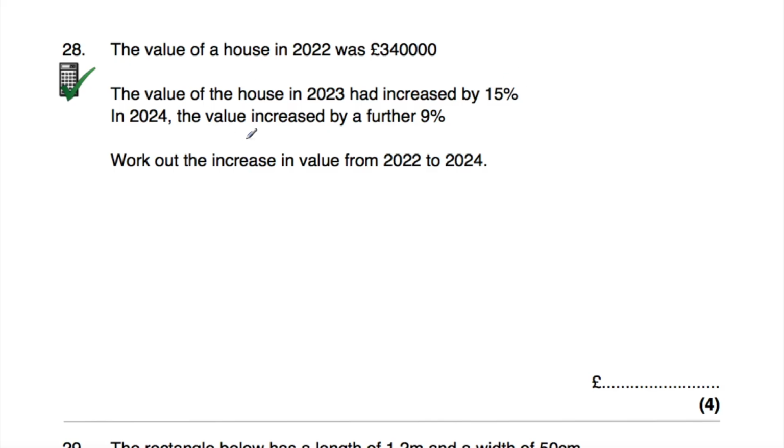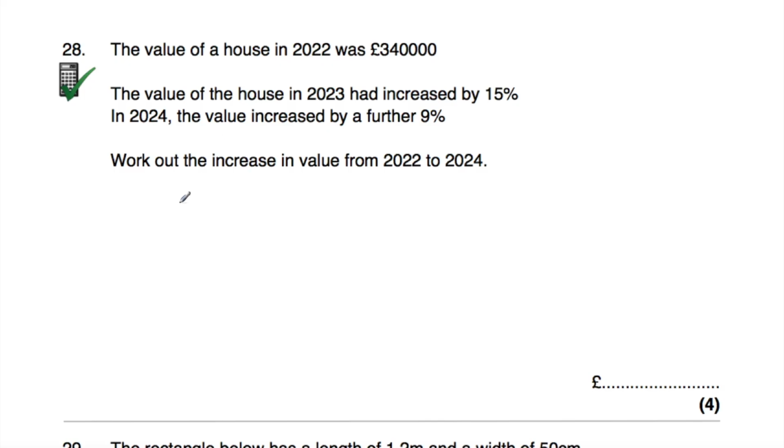And in 2024, the value increased by another 9%. And we've been asked to work out the increase in value between 2022 and 2024. Okay, now one way we could do this is to find 1% and then times it by 15 and add that on to find the value of the house in 2023. Then get that amount, increase that by 9% by dividing by 100 to find 1%, times it by 9 and adding that on, and then work out the increase.